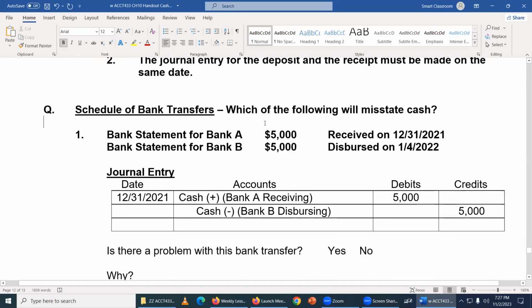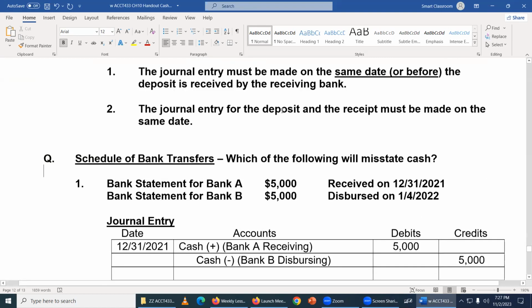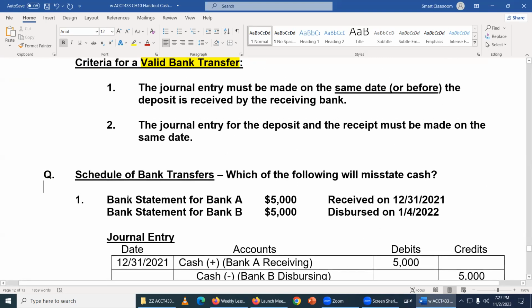And the first one here is how a bank transfer should look. The first one here has no problems. Let's go through the rules though. Okay, so they made a deposit into Bank A from Bank B. It was received on 12/31.